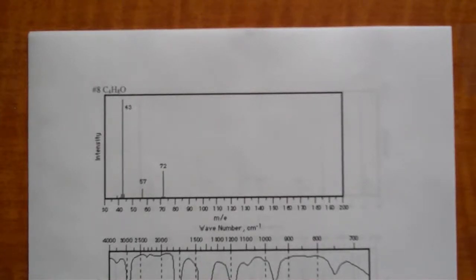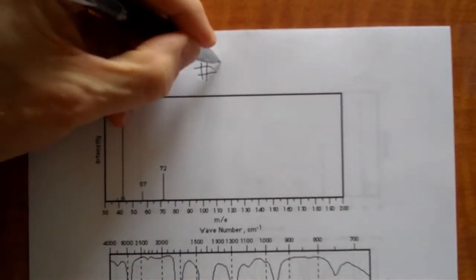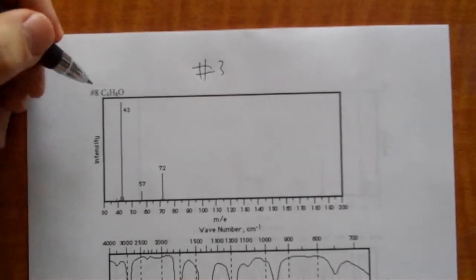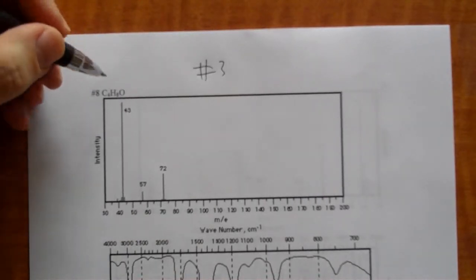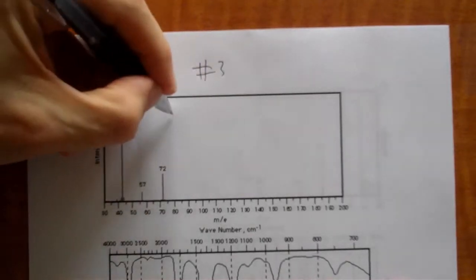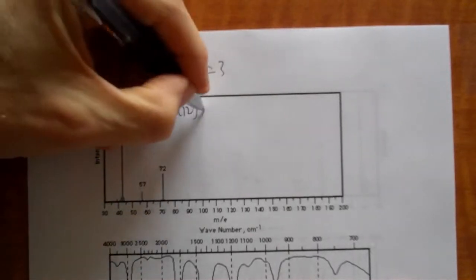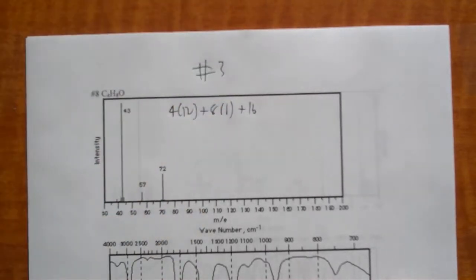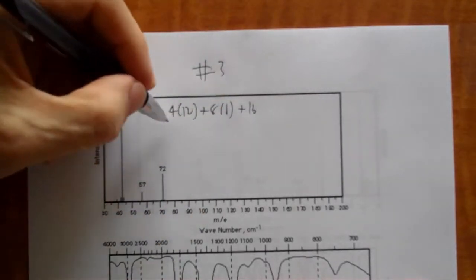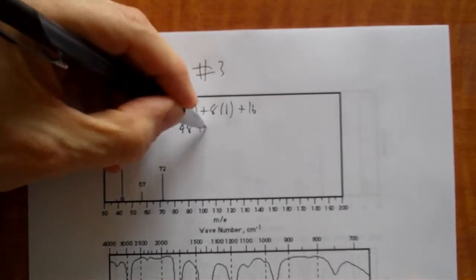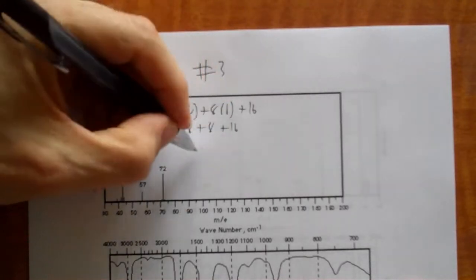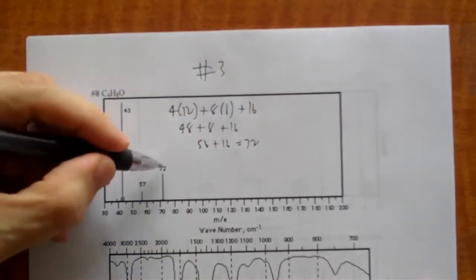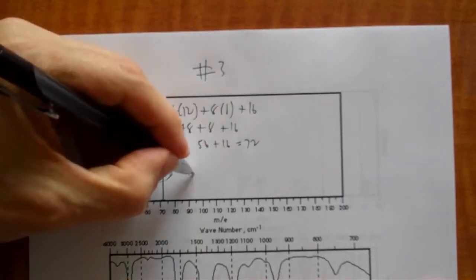Okay, C4H8O. This is spec number 3 that we're done. I see it says number 8 here, I understand, but this is a different numbering system. Okay, C4H8O. 4 times 12 plus 8 times 1 plus 16 is 48 plus 8 plus 16, 56 plus 16 is equal to 72. This is 72.